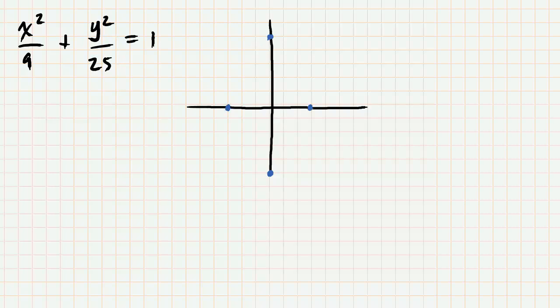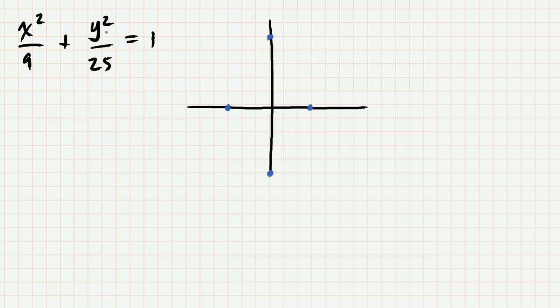Another way to think about this is to go under the x's and go horizontally from the center. And this is centered at 0 because this is simply x and simply y. If it was x minus 5 and y plus 2, the center would not be the origin. So if you do have a center of the origin, you can go right and left 3 and up and down 5.